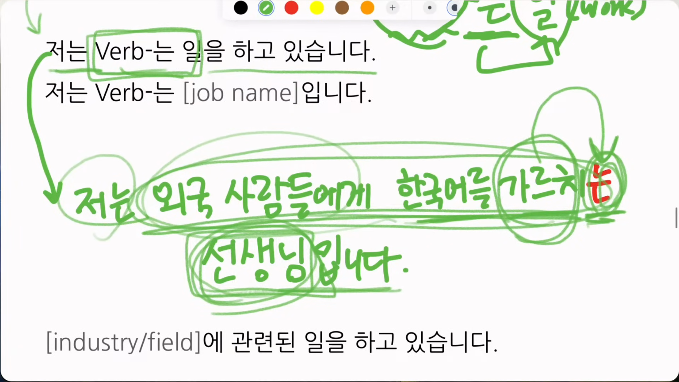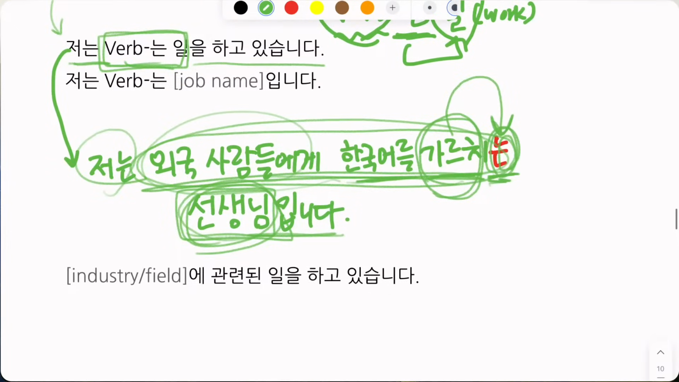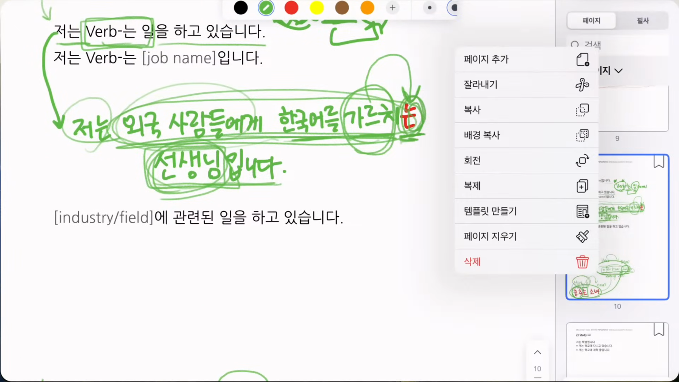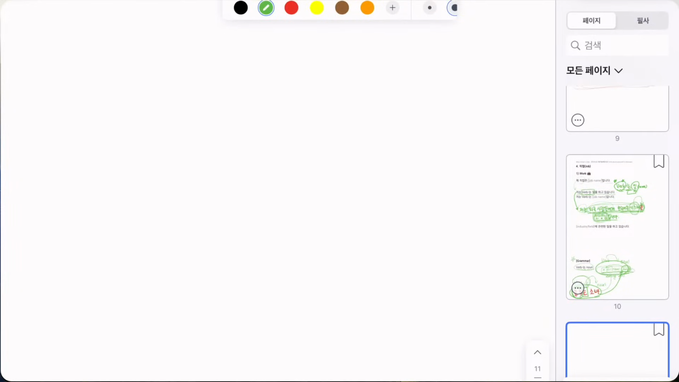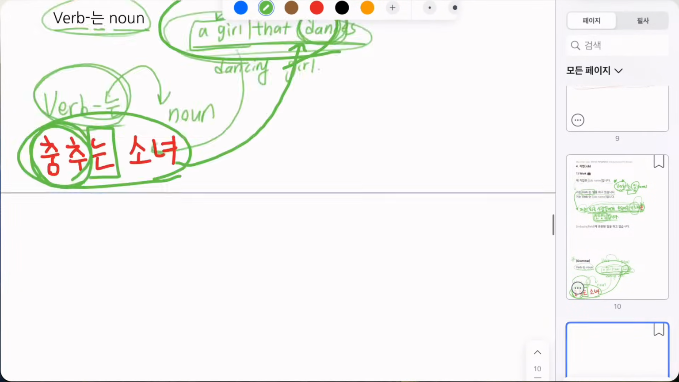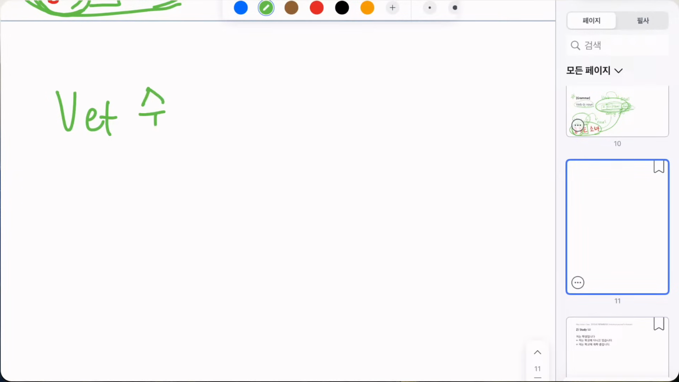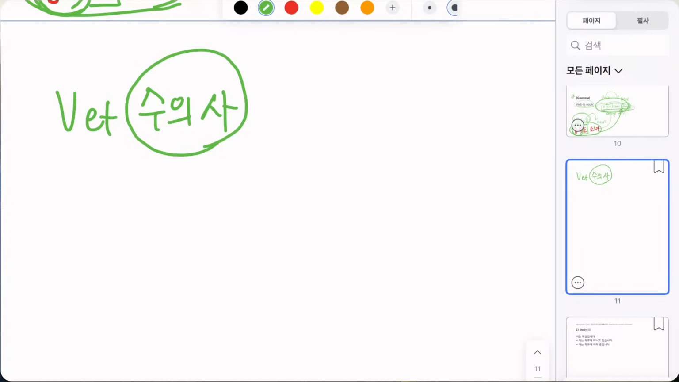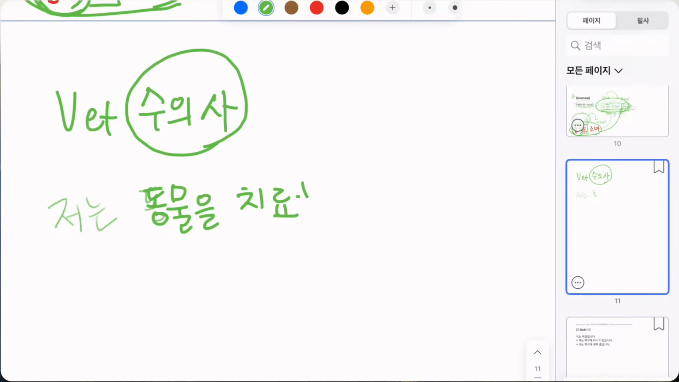If you are a vet, for example, let's add one more page. Let's say you are a vet, 수의사. You can say 제 직업은 수의사입니다. But if you want to be more specific about what you do, you can say 저는 동물을 진찰하고 동물을 치료하는 수의사입니다.